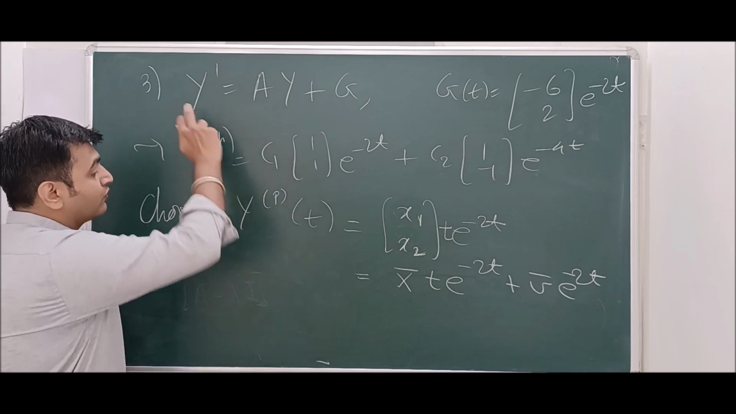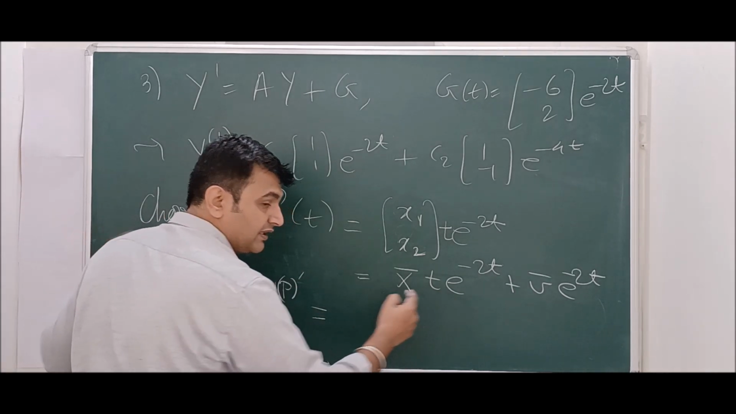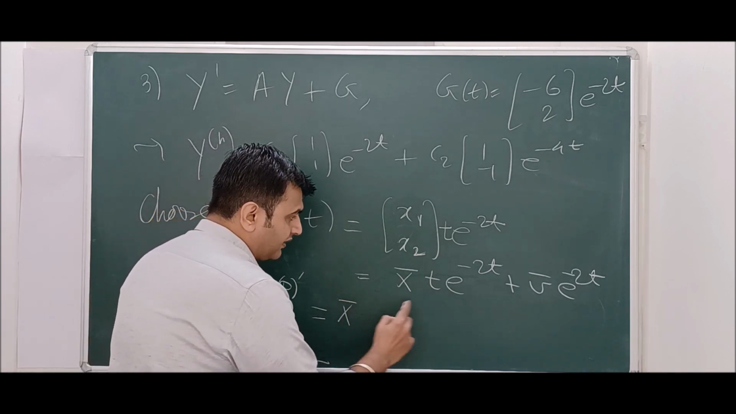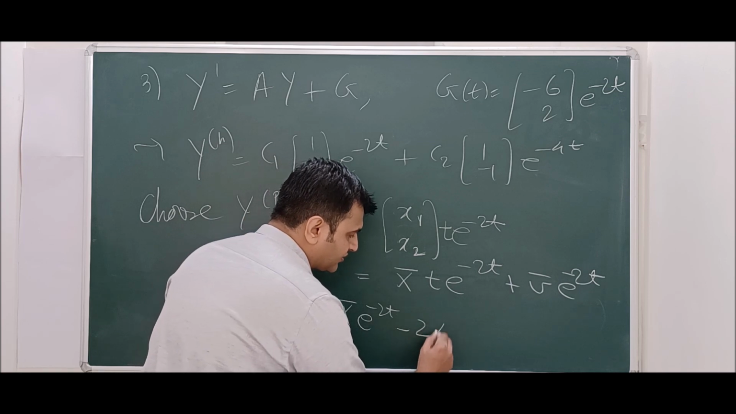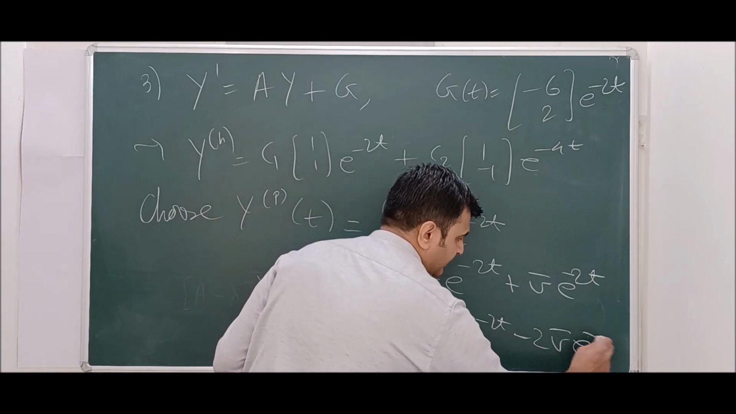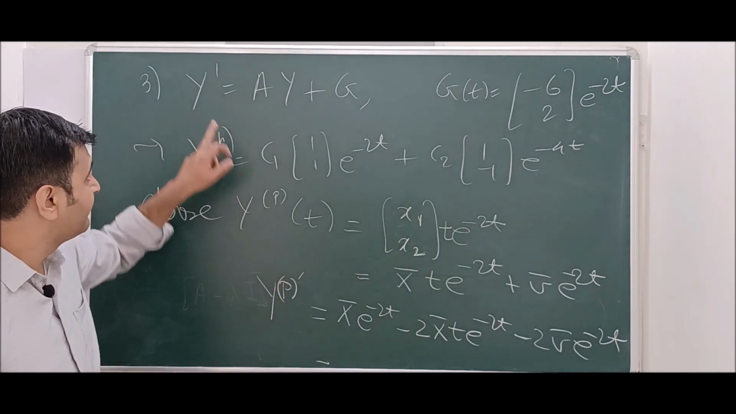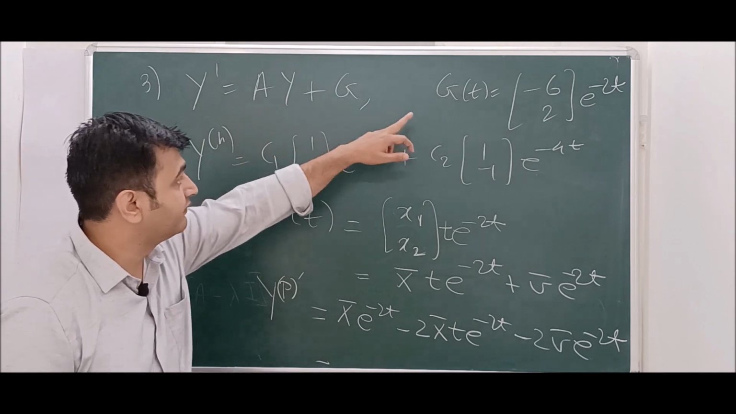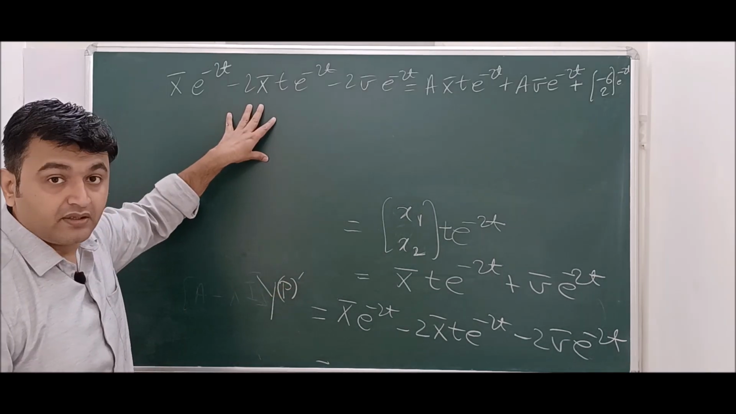So we will plug this in over here. What is my yp prime? Here I need to apply the product rule. So this is x bar, derivative of t is 1, then the exponential's derivative gives minus 2, and here minus 2 v bar e raised to minus 2t. Now we plug in the value of yp over here, and the value of g, and this is what we get.